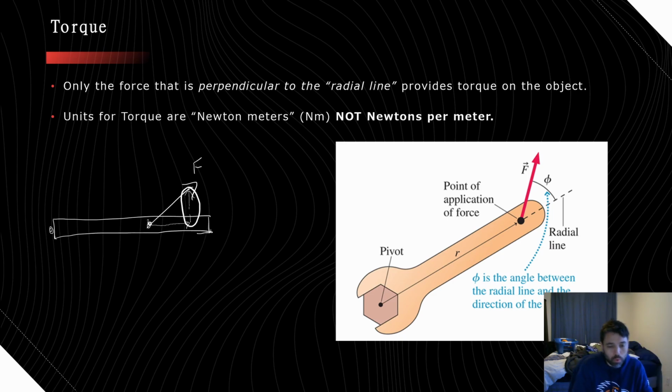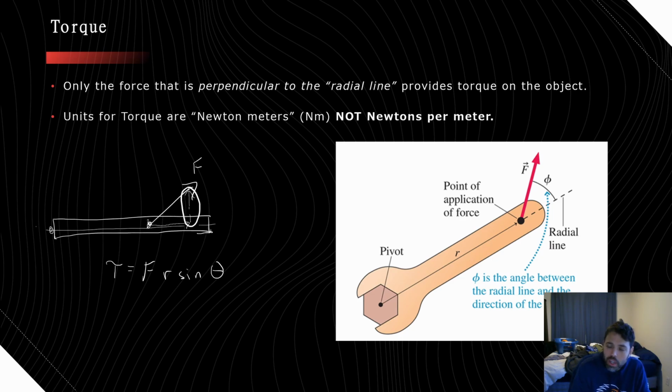So the reason why we had that FR sine theta part, right? FR sine theta equals torque. The reason why we have sine theta is to get the component of the force vector that is perpendicular to this radial line, right? To make the thing actually rotate.